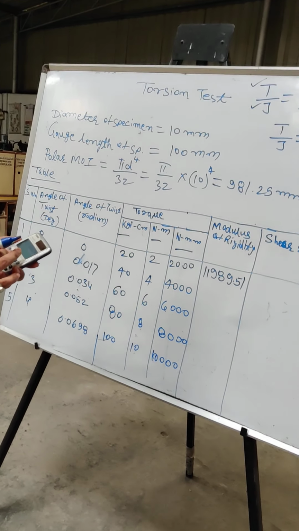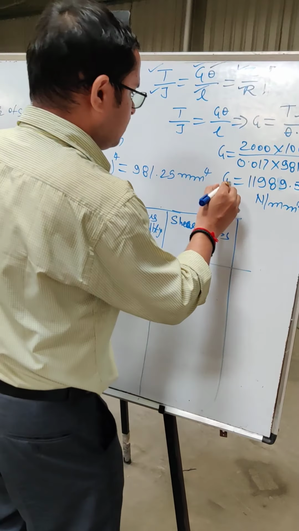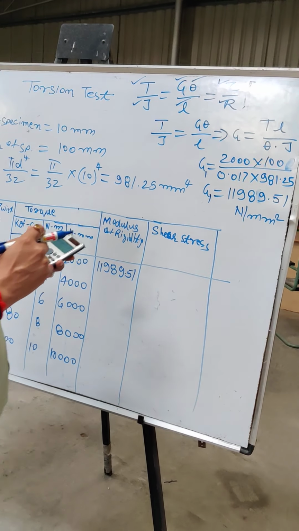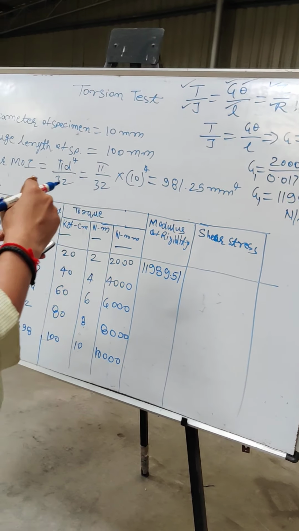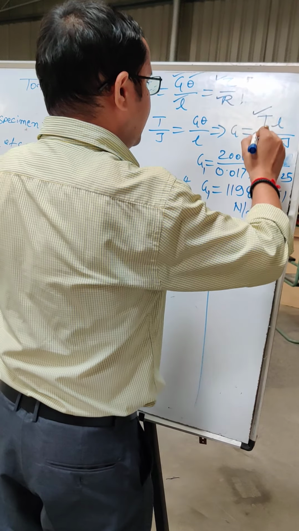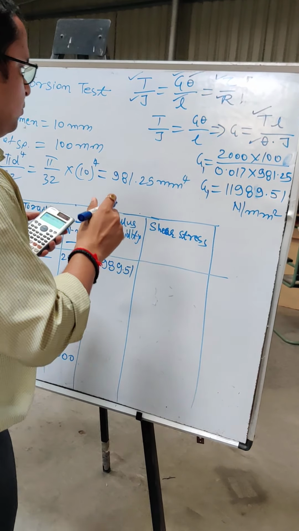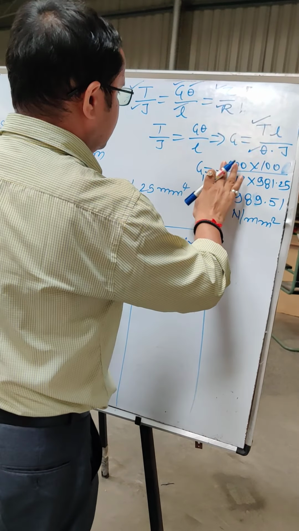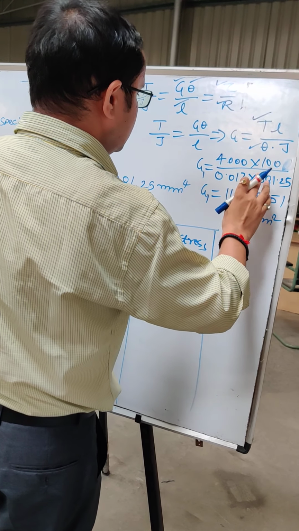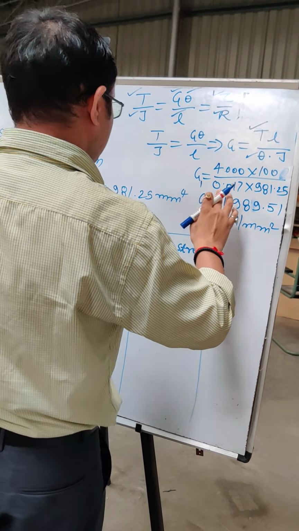This is G1. For the next reading, we have to change the value of T and theta. Here T becomes 4000 and theta becomes 0.034.